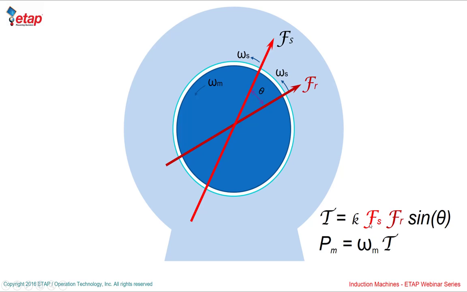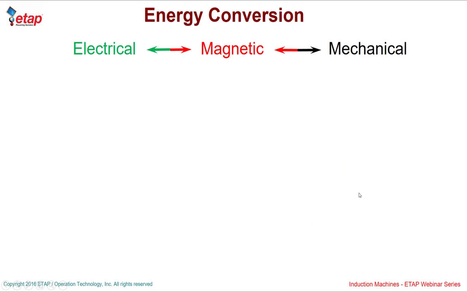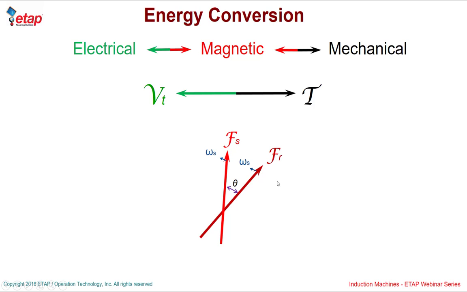based on the MMF of the stator, the MMF of the rotor, and the sine of the angle in between them. And P sub m, of course, is the speed of omega m times your torque. So this is really the general concept of going from electrical to magnetic to mechanical energy. But in reality, we see a machine physically, we apply the voltage, and we get torque on the shaft side of the machine. And we don't really talk about the internal process, which is the magnetic energy.